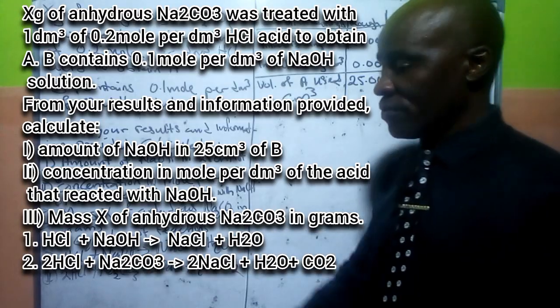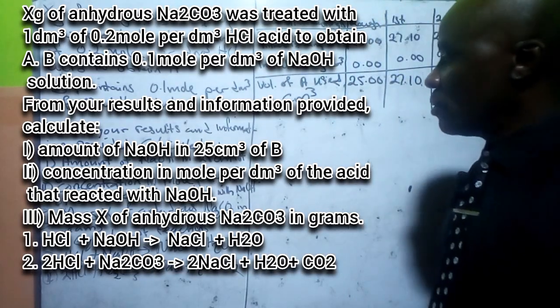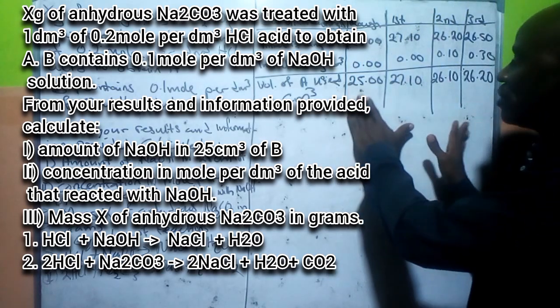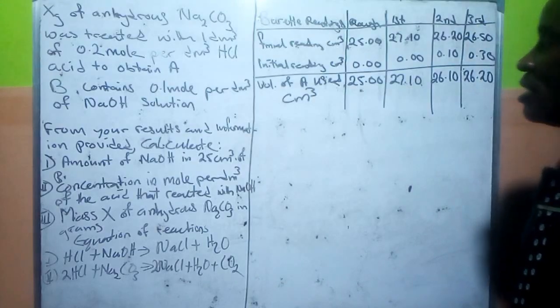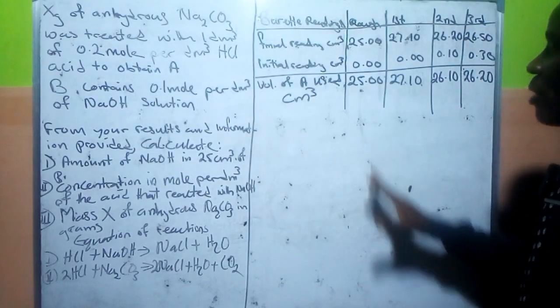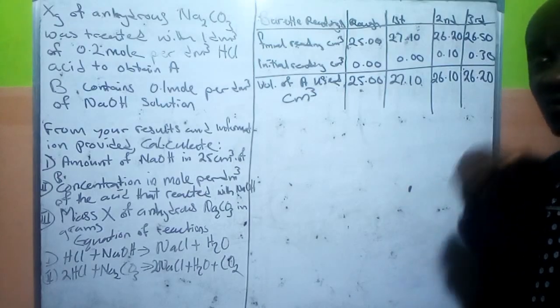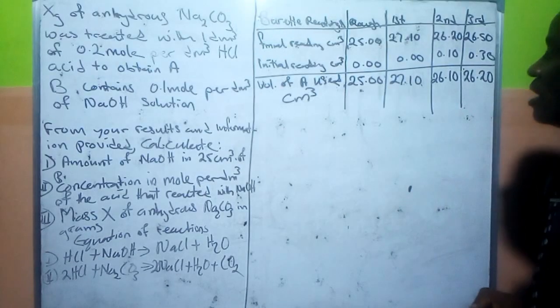Now we have the equation of the reactions, the first and the second equation of the reaction. To start with, the first thing we're going to do is to finish up our business with the table. We use the table to calculate the average volume of the A used.